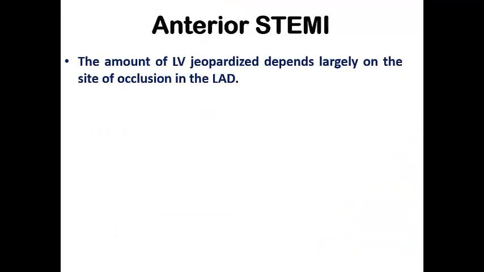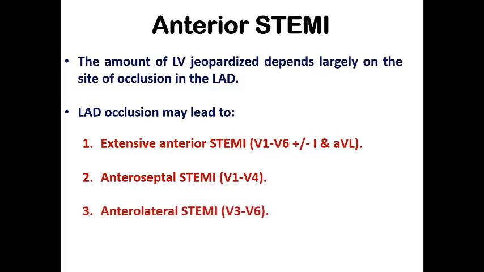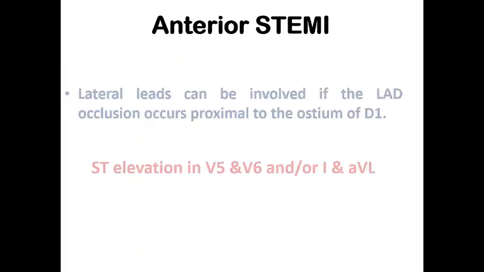So the amount of the LV jeopardized depends of course on the site of occlusion in the LAD. This means that the LAD occlusion sometimes may lead to extensive anterior STEMI as the ST elevation evolves from V1 to V6 plus minus 1, AVL, and sometimes it may lead to just anteroseptal STEMI as the ST elevation from V1 to V4, anterolateral STEMI from V3 to V6, or even sometimes just septal infarction or septal STEMI as it produces ST elevation in V1 and V2. This depends on which site in the LAD is occluded.